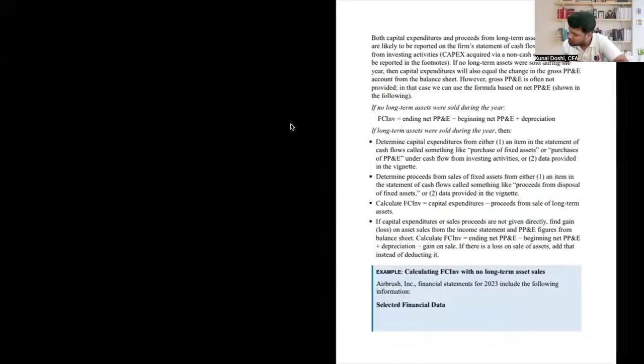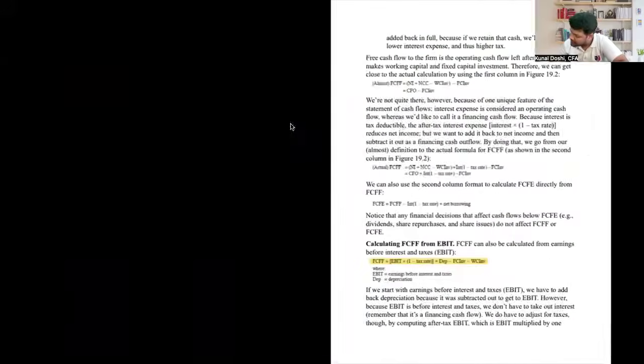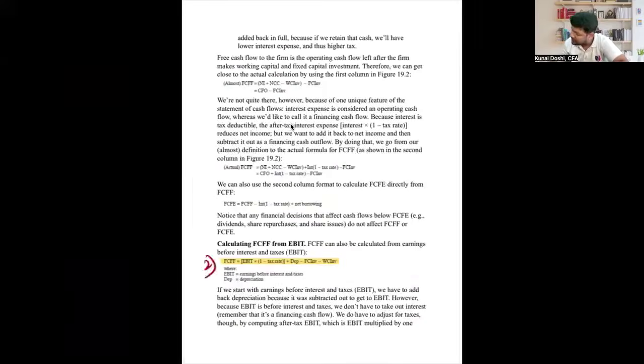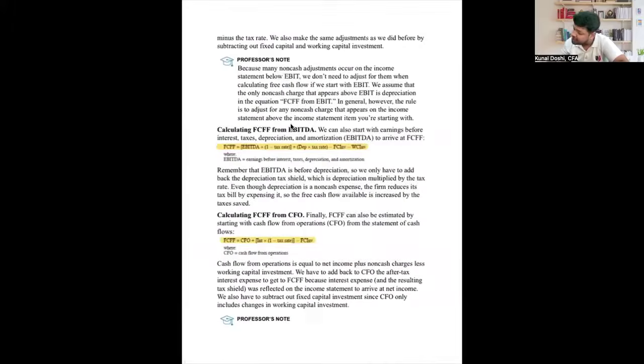One, two, EBIT. Then the third one is using the EBITDA. And the fourth one is operating cash flow. Four ways of deriving FCFF.